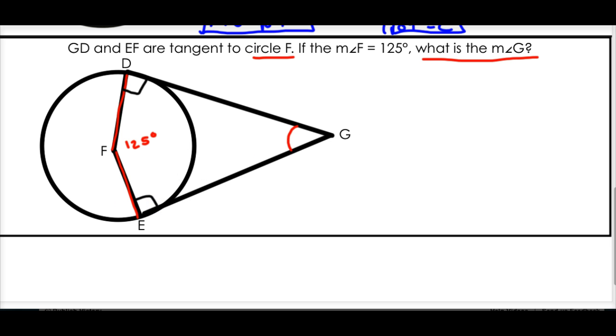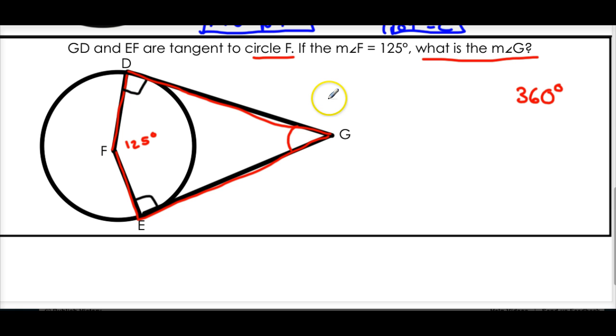Now follow me because this is about to be pretty cool. What we can create right here then is a quadrilateral, or a four-sided figure. What can we do? We know three of the angles now. We know 90, 125, and 90. How do we find the missing angle? Well, we should remember that in a four-sided figure, the sum of the angles is 360 degrees, right? Because it has four sides.